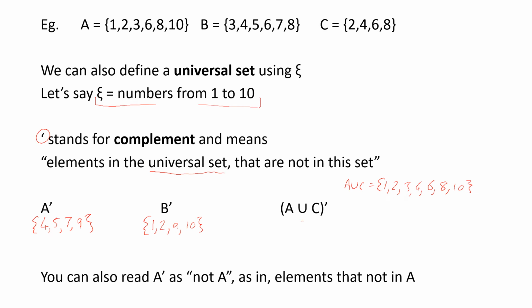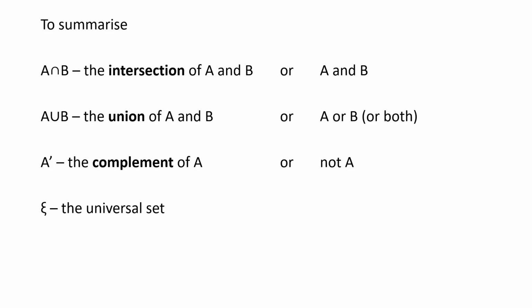So our A union C complement is, well, it does have a 1, 2, 3, 4. It doesn't have a 5, or a 7, or a 9. So there we go. It looks complicated, but it's just a case of working out the thing in the brackets first and then looking at the complement. Again, another way we can read a complement is not A, as in things that are not in A. So there's a little summary slide of what we've just introduced. Let's have a look at it in action.